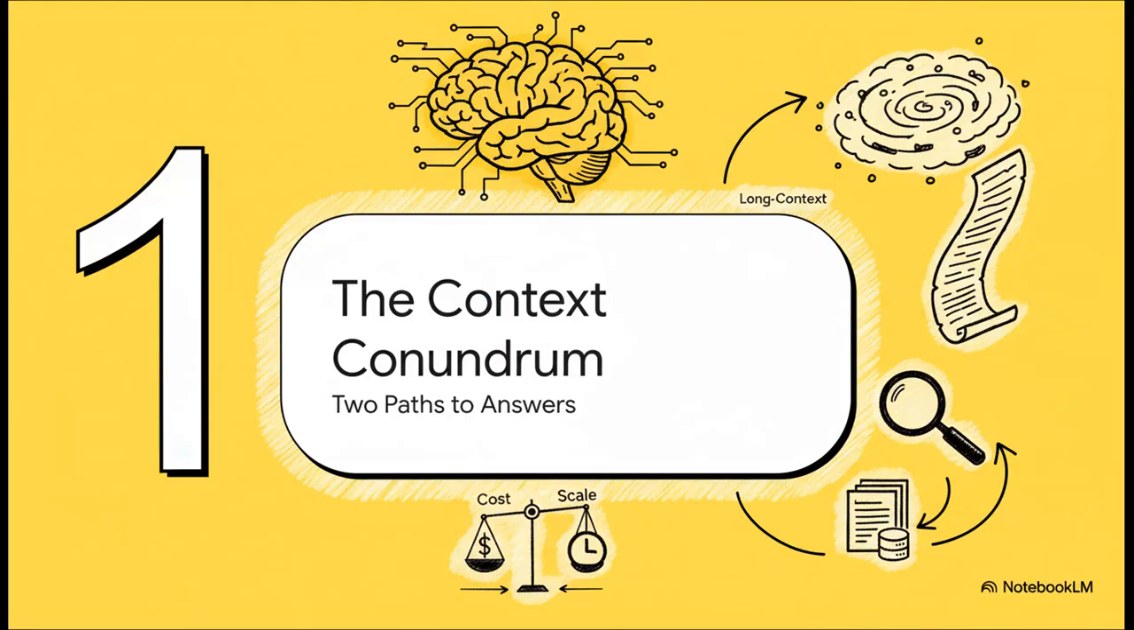So, this whole thing really comes down to two completely different ways of thinking about how to give an AI knowledge. On one side, you've got long context. And on the other, you have retrieval augmented generation, or as pretty much everyone calls it, RAG. So let's break down what each of these actually means.